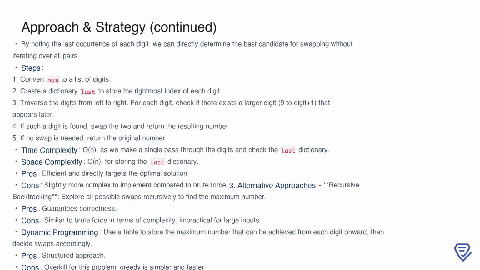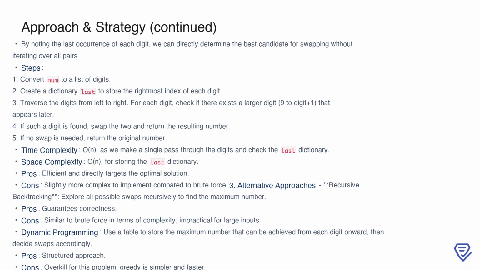The process begins by converting the input number to a list of digits. Then, we create a dictionary to store the rightmost index of each digit. This allows us to quickly identify potential candidates for swapping. As we traverse the digits from left to right, we check if there is a larger digit, starting from 9 and going down to 1 greater than the current digit, that appears later in the number. If such a digit exists, we perform the swap and immediately return the resulting number. If no advantageous swap is found throughout the traversal, we return the original number as it is already the maximum.